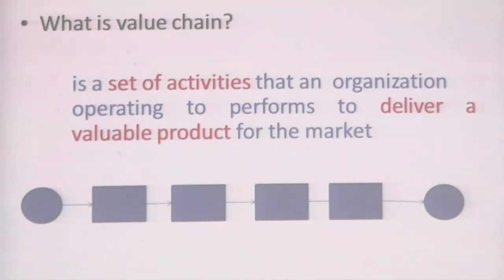It's a set of activities that an organization operates to perform to deliver a valuable product for the market. There are a set of activities, right? Within the organization, these are the activities in square boxes. These are the activities to deliver a valuable product.